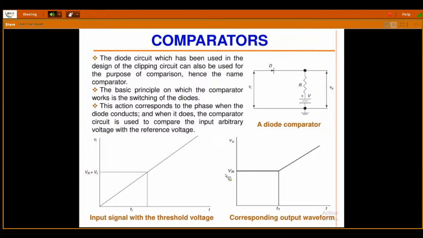The diode circuit which has been used in the design of the clipping circuit can also be used for the purpose of comparison. Hence you are calling it a comparator circuit.